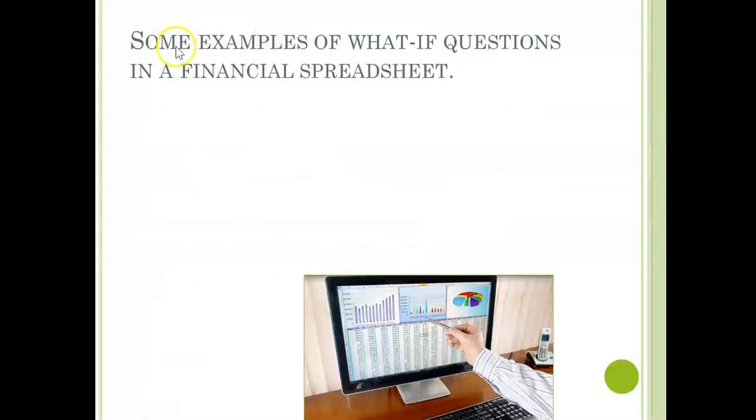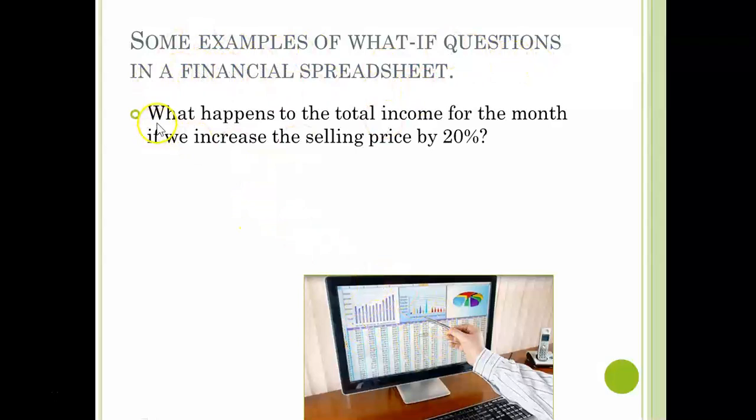Some examples of what-if questions in a financial spreadsheet. If you work with Excel, this is an example of what you could see. This might be an extreme form where they're showing lots of graphs, pie charts, and the spreadsheet information. It might not be that busy. But some examples of what-if questions in a financial spreadsheet. In a business, you could ask yourself, what happens to the total income for the month if we increase the selling price by 20%? You can actually go and input values where you increase the selling price by 20%, and then you can see the information outputted in terms of graphs, charts, or just in values. You can see what could happen.